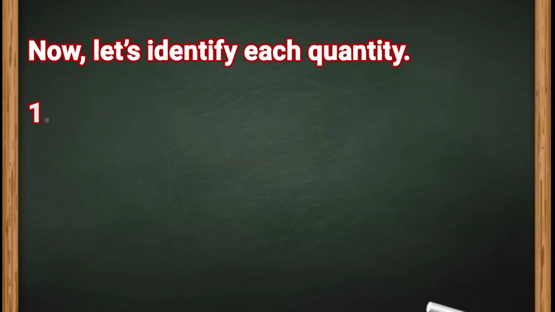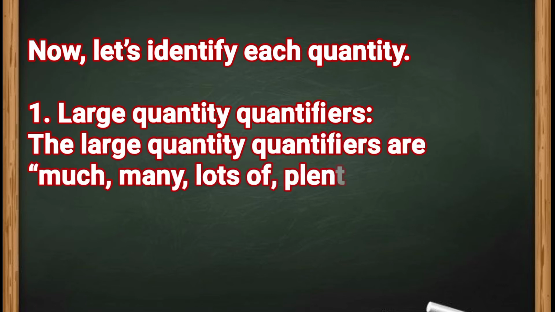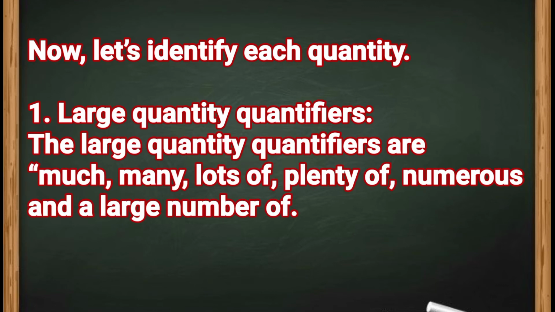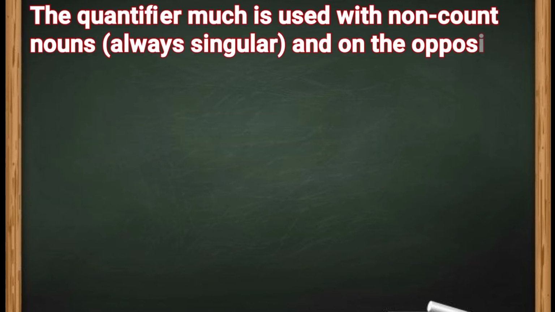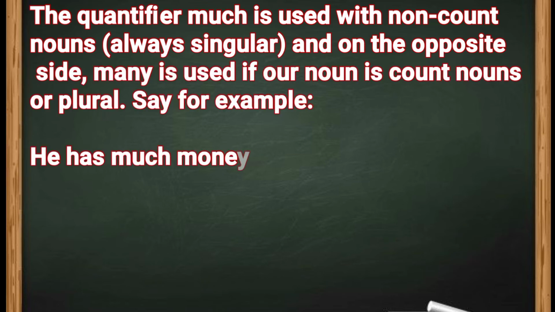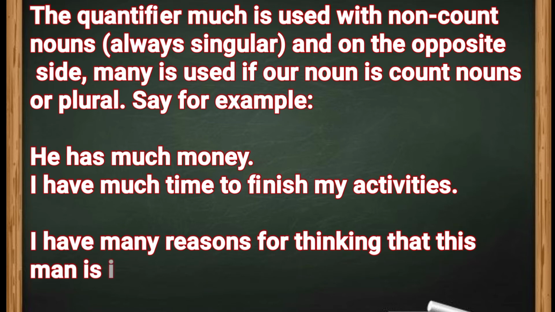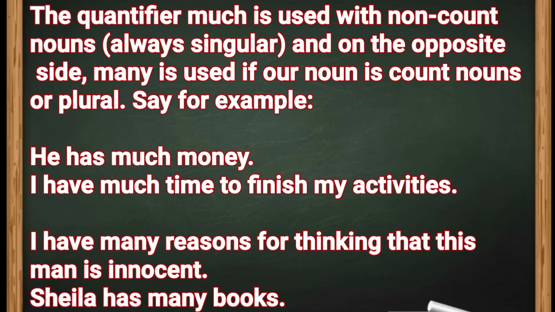Here are the large quantity quantifiers with examples. Now, let's identify each quantity. First, we have large quantity quantifiers. The large quantity quantifiers are much, many, lots of, plenty of, numerous, and a large number of. The quantifier much is used with non-count nouns, always singular, and on the opposite side, many is used if our noun is a count noun or plural.